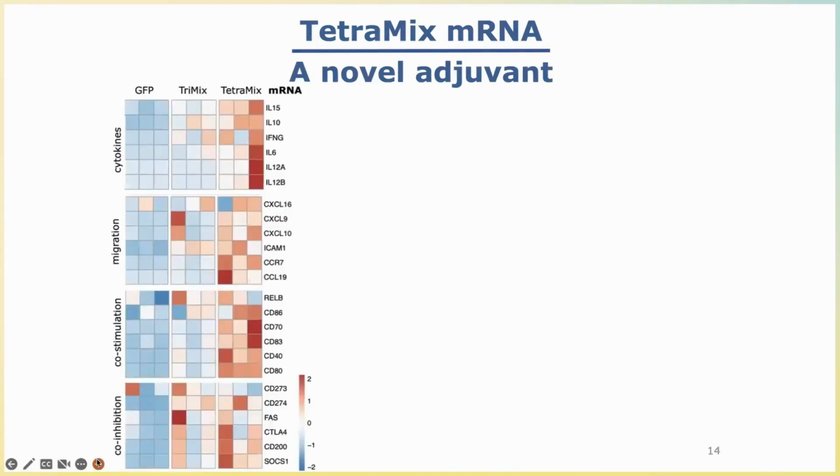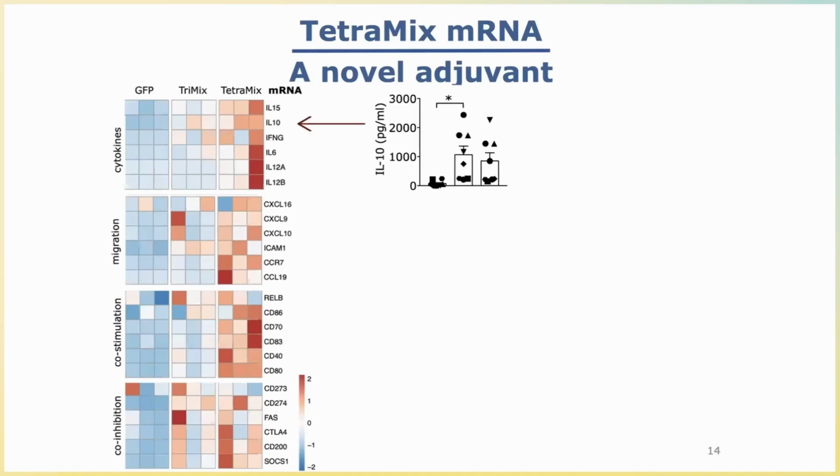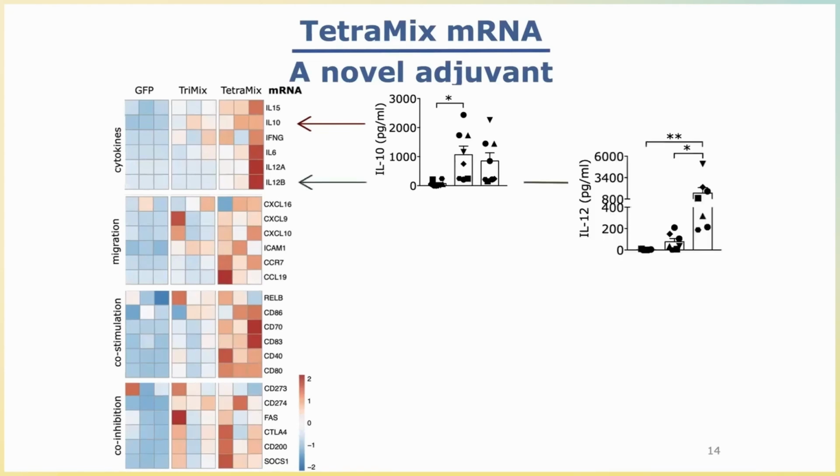Then we looked at the number of genes and noticed that in tetramix, most of them were more expressed than in our trimix dendritic cells, and we verified this on a protein level, looking, for instance, at interleukin-10, where we see that it is present in both trimix and tetramix dendritic cells, but in tetramix, it shouldn't bother the cells because of the decoy receptor. We then looked at interleukin-12, which should be highly expressed in our tetramix dendritic cells, which was the case as shown here in the last bar.